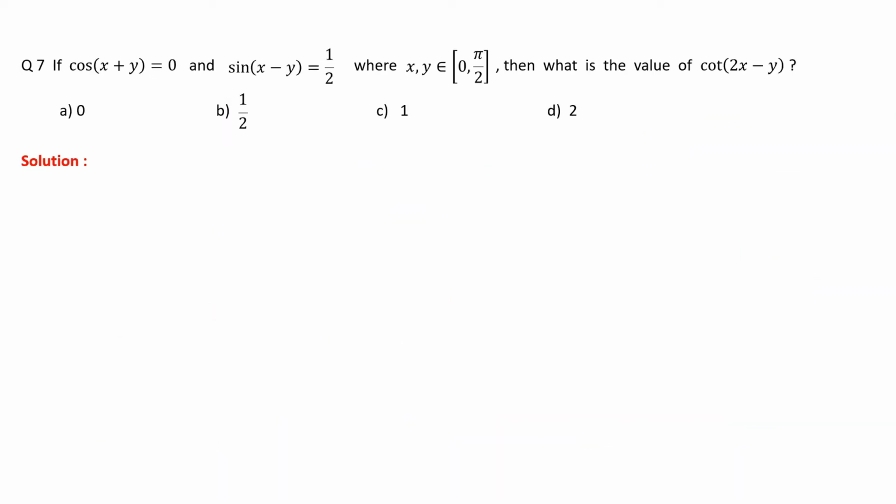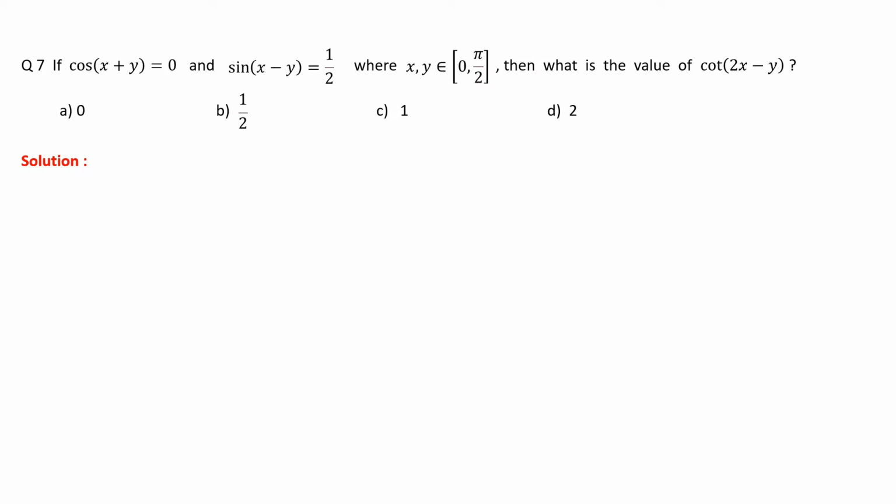Now students, this is a question linked to the concept of trigonometric equations. The question says: if cos of (x plus y) equals 0 and sin of (x minus y) equals half, where both x and y belong to the closed interval 0 to pi by 2, then what is the value of cot of (2x minus y)?